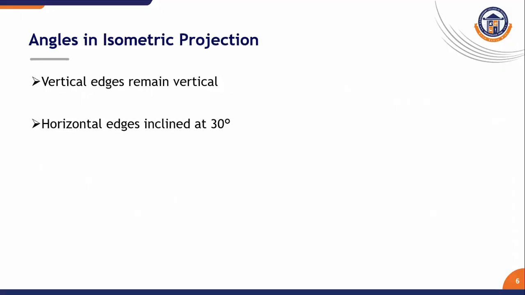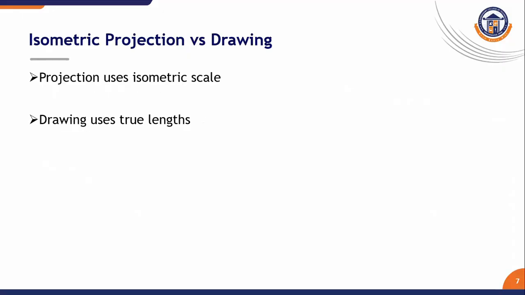Next, angles in isometric projection. There are two types of angles. First one is vertical edges and horizontal edges. Vertical edges remain vertical. Horizontal edges are inclined at 30 degrees. These are the two important angles of isometric projection.